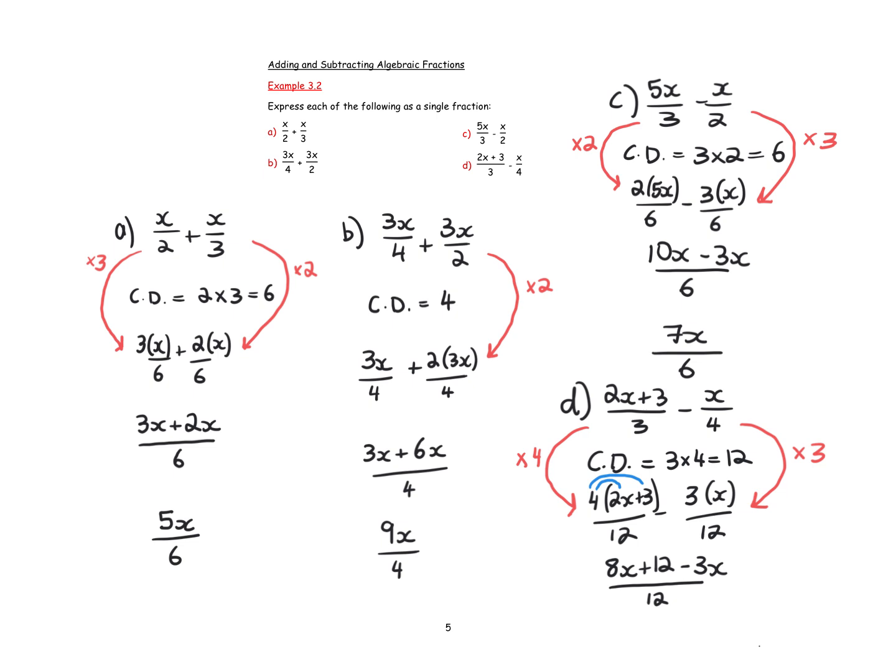Adding the like terms finally, we have 8x minus 3x, which will give us 5x plus 12 over 12. Just to note, you could also write this as 5x over 12 plus 12 over 12, which would break down to 5x over 12 plus 1. However, if it asked you to write as a single fraction, you would just leave it as 5x plus 12 over 12.